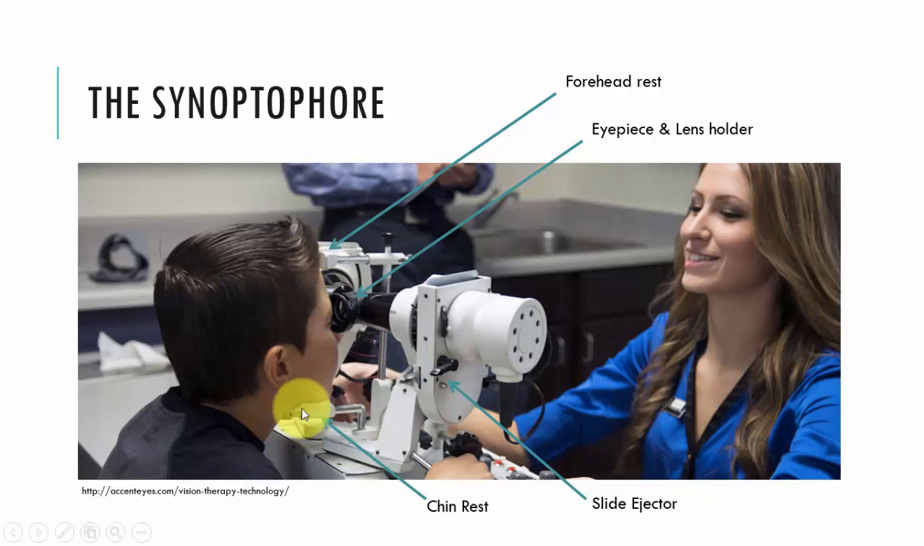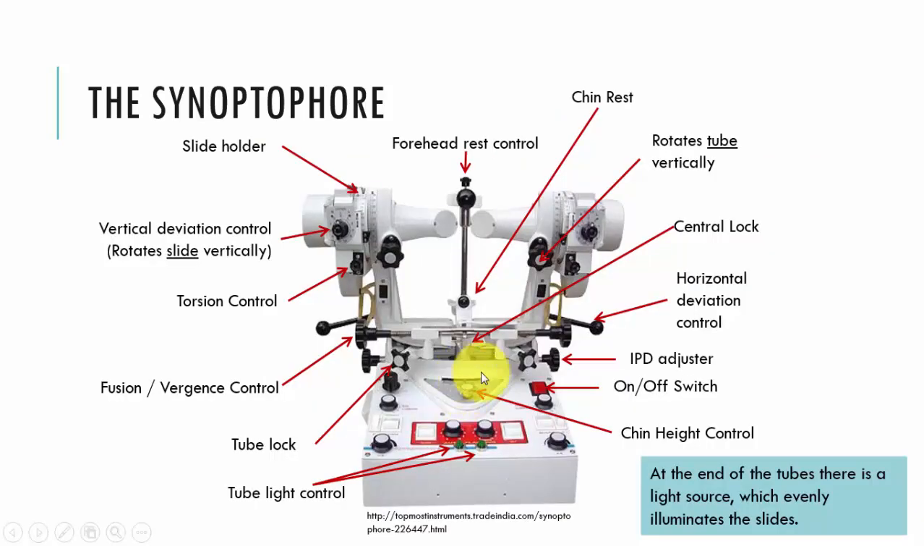Now, you'll also want to manipulate this chin rest so that the patient's eyes are looking directly in the centre of the tubes. And if we go back to the diagram earlier, this lever here controls the chin rest. It will raise it and lower it depending on the patient's needs.